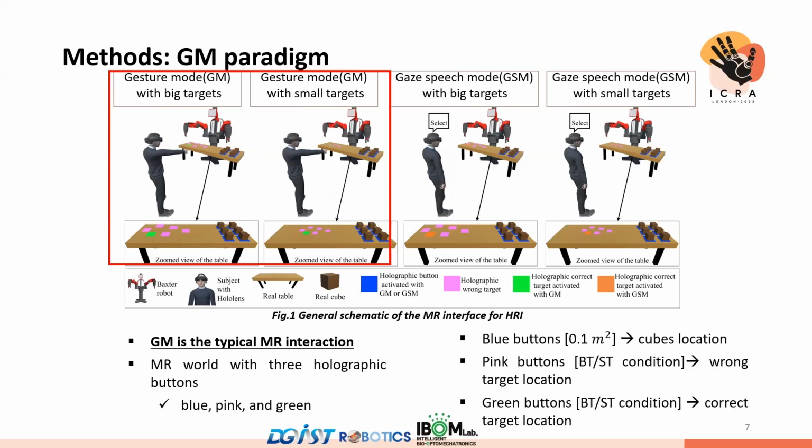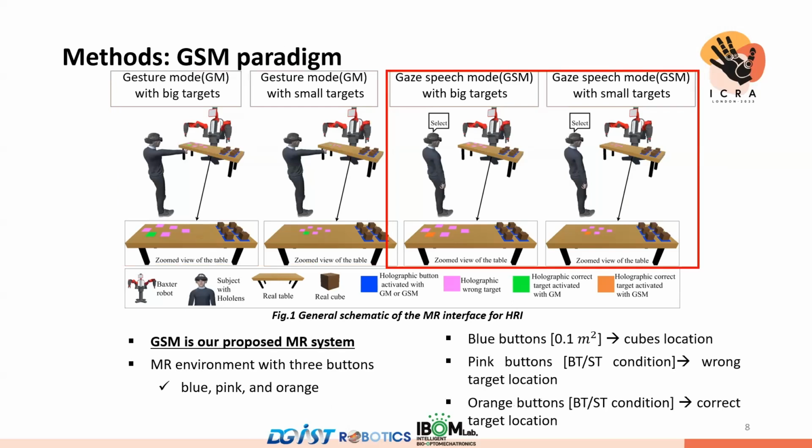Figure 1A and B represent the typical mixed reality interaction in HRI, using the gesture mode. The MR world displays 3D styles of holographic buttons: blue, pink, and green. Here, the subject uses hand motions as a pointer to navigate the MR world. Also, the pinch gestures aid the subject in selecting the holographic buttons and targets.